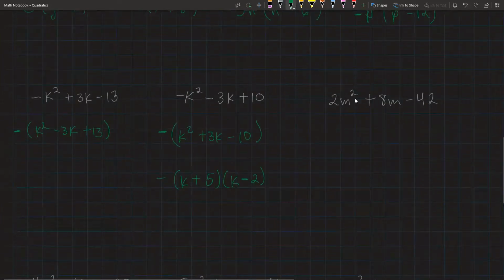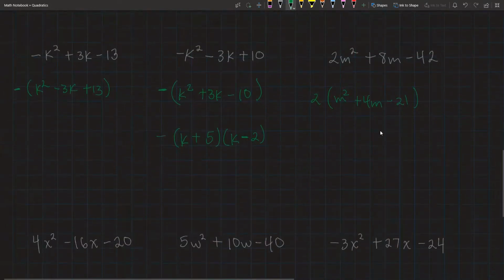So let's see how that looks in the next few examples. 2m squared plus 8m minus 42. Definitely not a variable. This doesn't have an m. But all three of these have in common a factor of 2. Notice how, they're all even numbers. So 2 can be our greatest common factor. And 2m squared divided by 2 is just m squared. Positive 8m divided by 2, it is plus 4m. And negative 42 divided by 2 is minus 21.